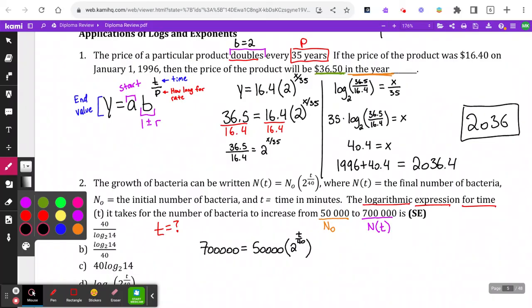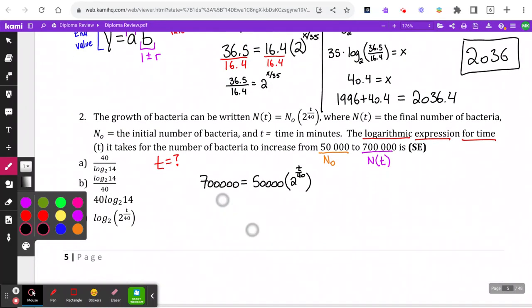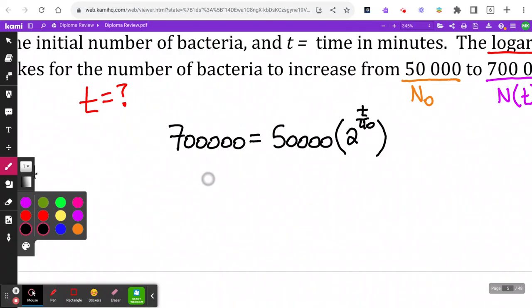This stage, this is y1, graph it. This is y2, graph it. Find where they intersect, and I'm going to get the answer. So at this stage you graph 700,000 in y1, and 50,000 times 2 to the power x divided by 40 in y2. Second trace, intersect, and it would tell you where.